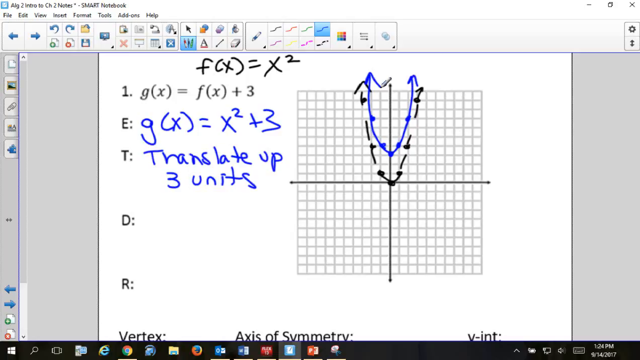And now we review domain. Domain is what x's I'm allowed to plug into the equation and square. Domain visually is how far to the left and how far to the right my graph will eventually go. Who knows the answer for domain? All real numbers.